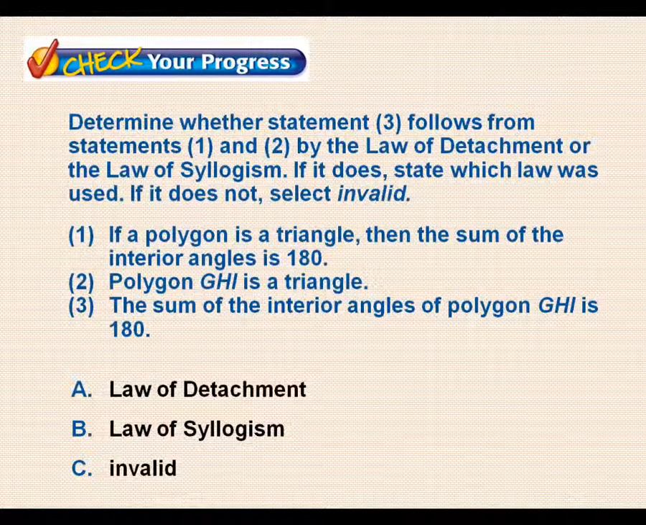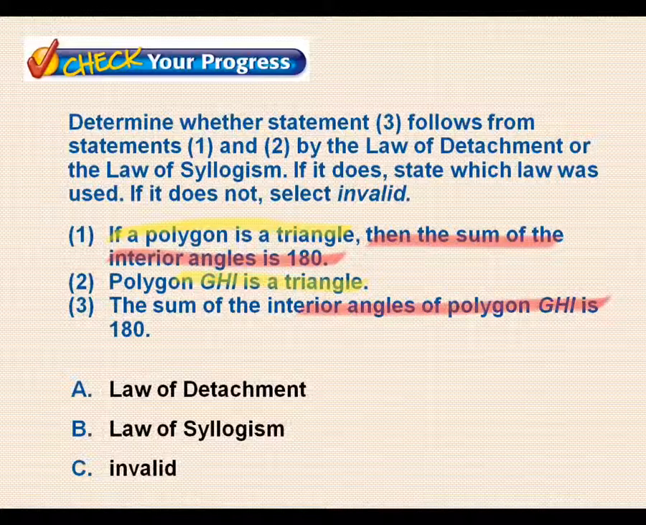How about this one? If a polygon is a triangle, the sum of the angles on the interior is 180. GHI is a triangle, so the sum of the interior angles of polygon GHI is 180. So I have if P, then Q. GHI is true by P. So, yep. GHI is true by Q. It is a law of detachment.